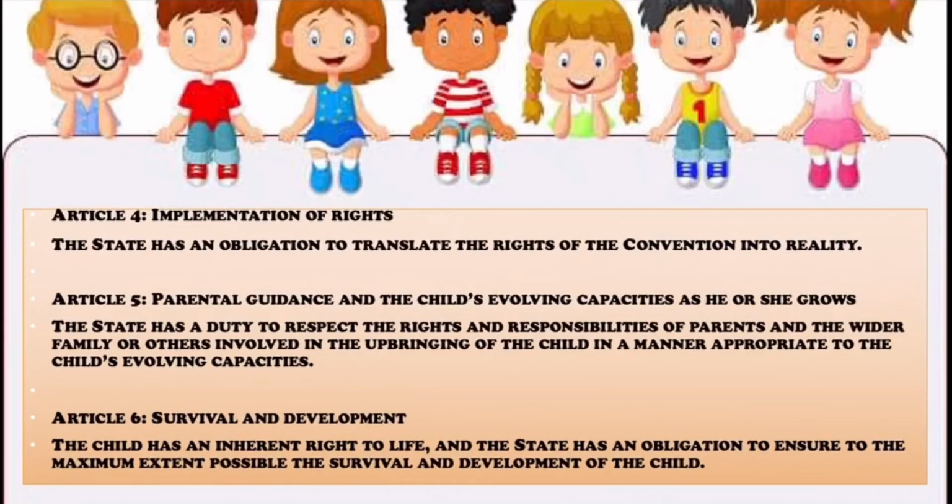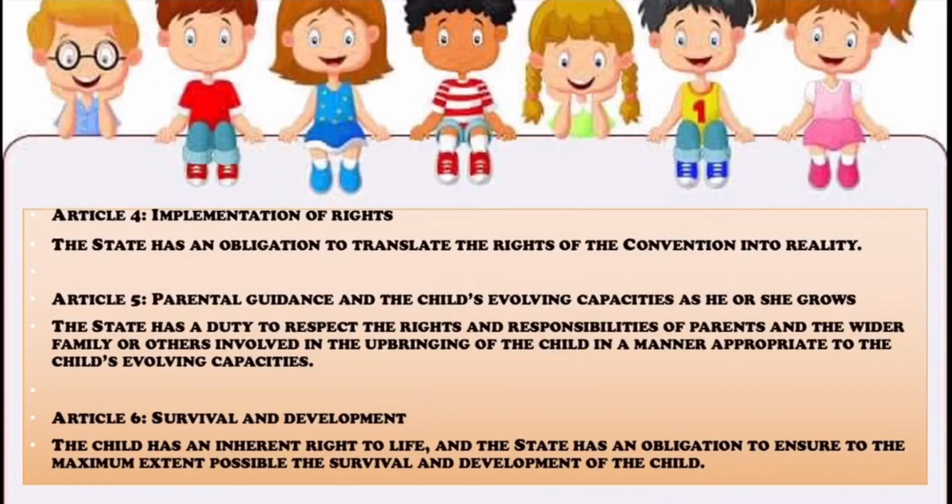Article 5, parental guidance and the child's evolving capacities as he or she grows. In Article 5, the rights and responsibilities of any person who is part in the upbringing of the child must be respected by the state, but only if it is in an appropriate manner.